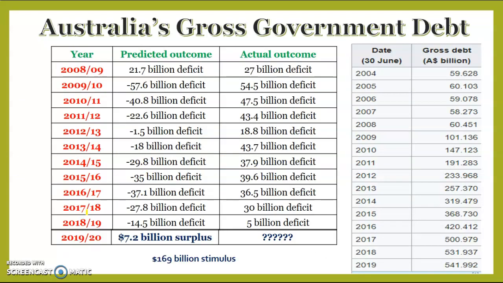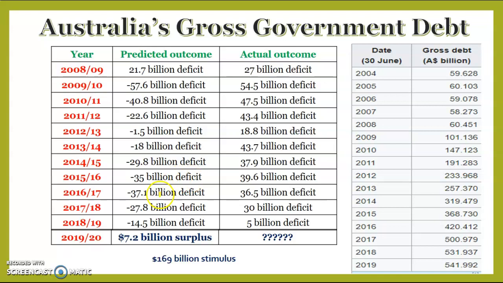If we run a budget surplus, that means we're earning more than we're spending in a given year, and that allows us to reduce our government debt. So the government debt is all the money that the government owes at a particular point in time. If the government earns more than they spend, then they can start to reduce some of that debt. But if we run a budget deficit, then we're going to increase the size of that debt.